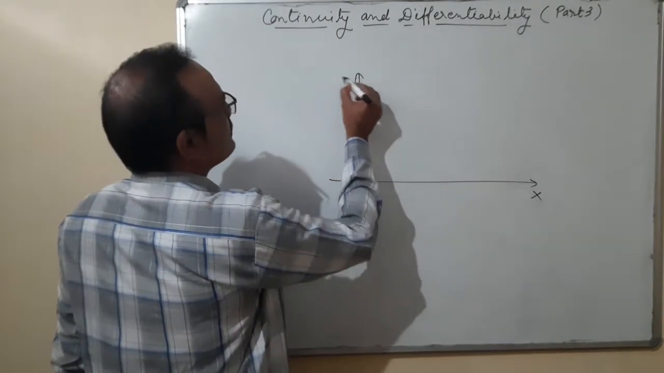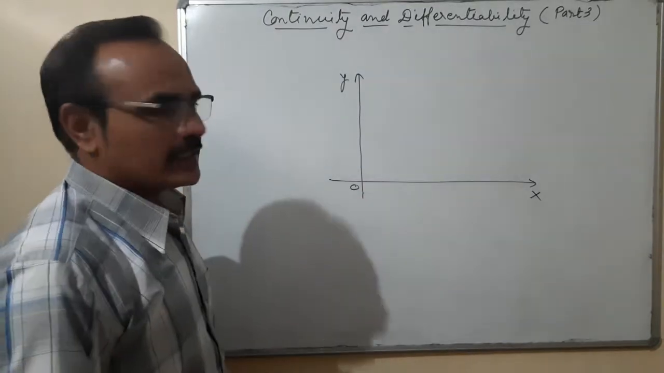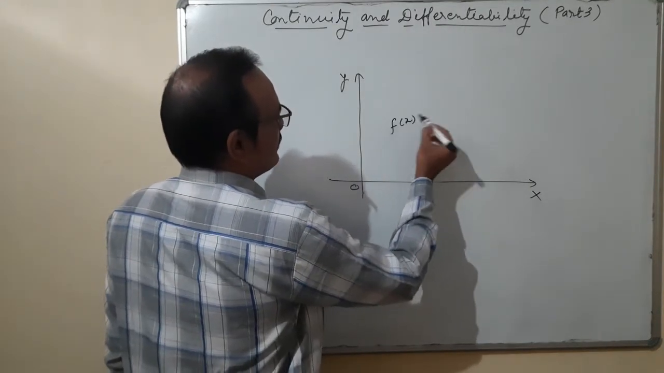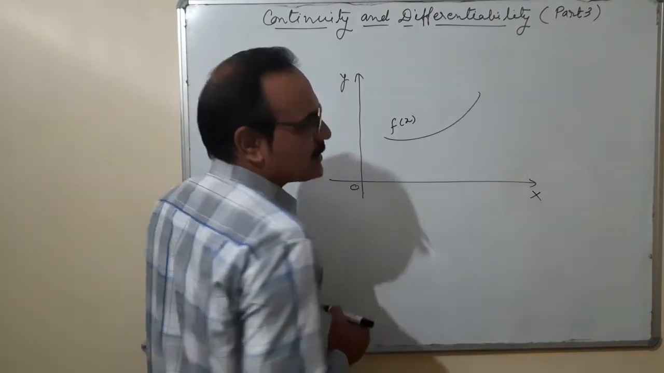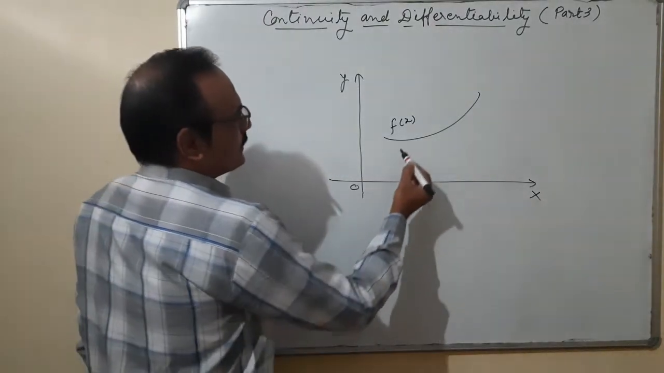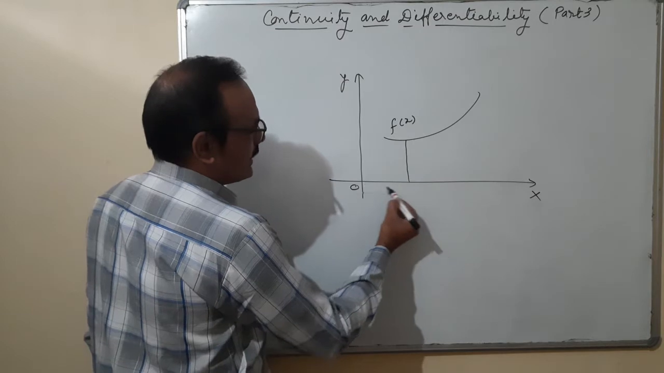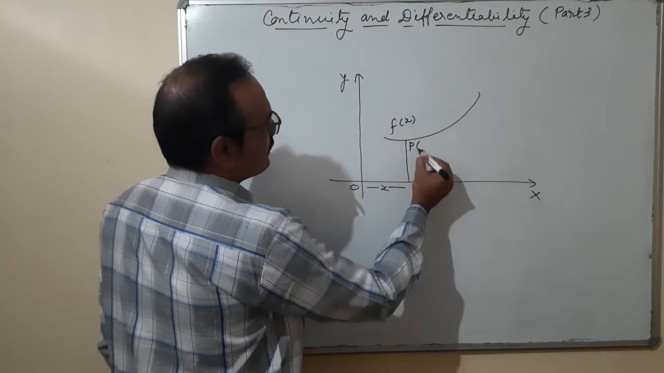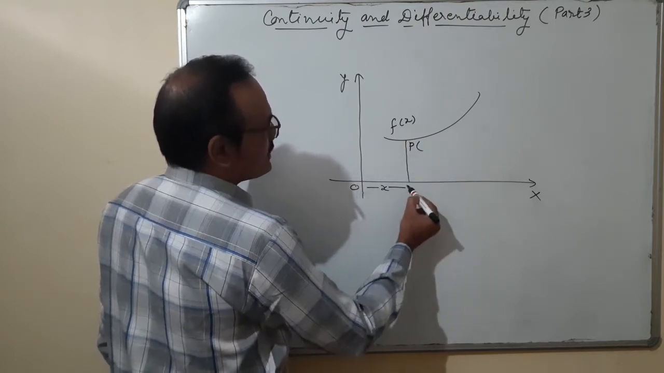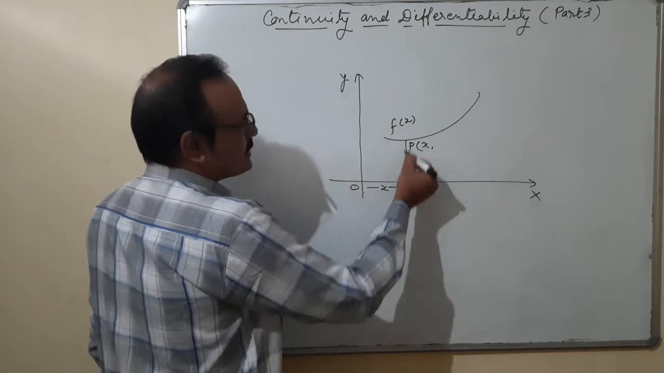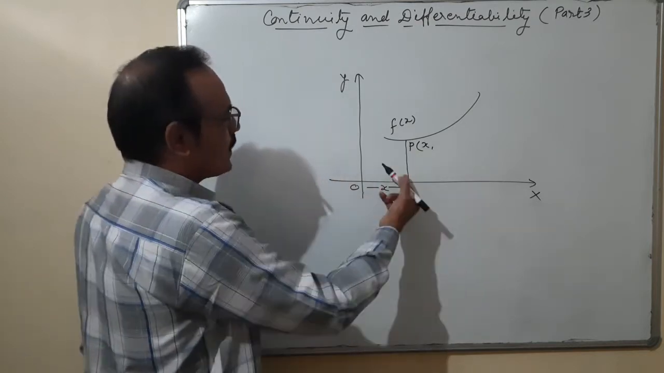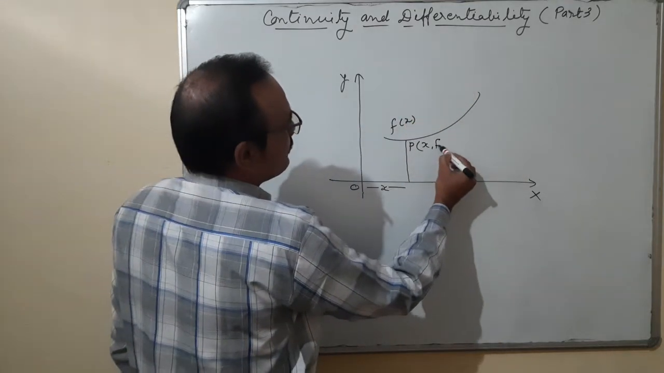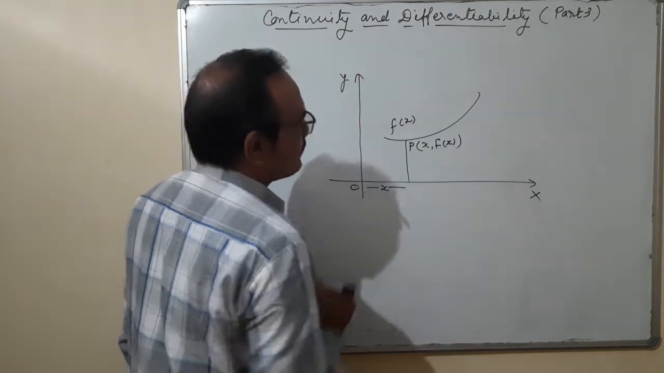Suppose it is a simple Cartesian plane, x-axis, y-axis, and we are discussing a function f of x, equal to any type of function. Suppose this is a curvy function, f of x. If the distance from here to here is x, then what is the value of this point P? This distance is x and this distance is f of x, because it is going along with that. So x and f of x is one point P.